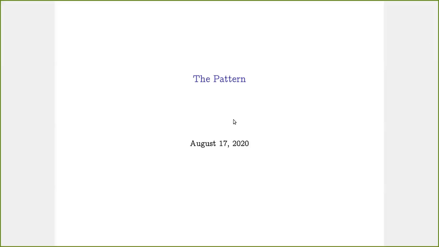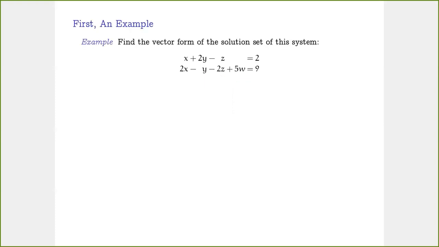The solutions of linear systems follow a certain pattern. Let's exhibit that pattern with an example. Here's a linear system with two equations and four variables, x, y, z, and w. Let's construct the augmented matrix and put it into echelon form.